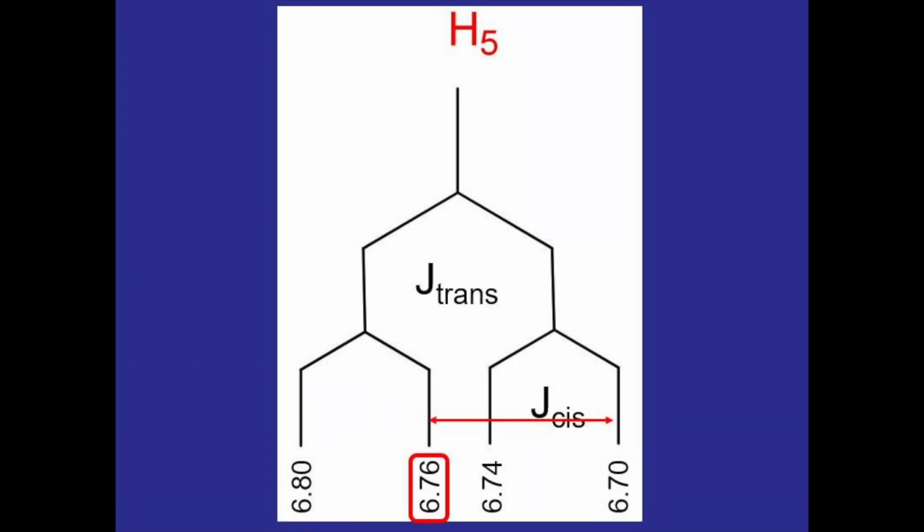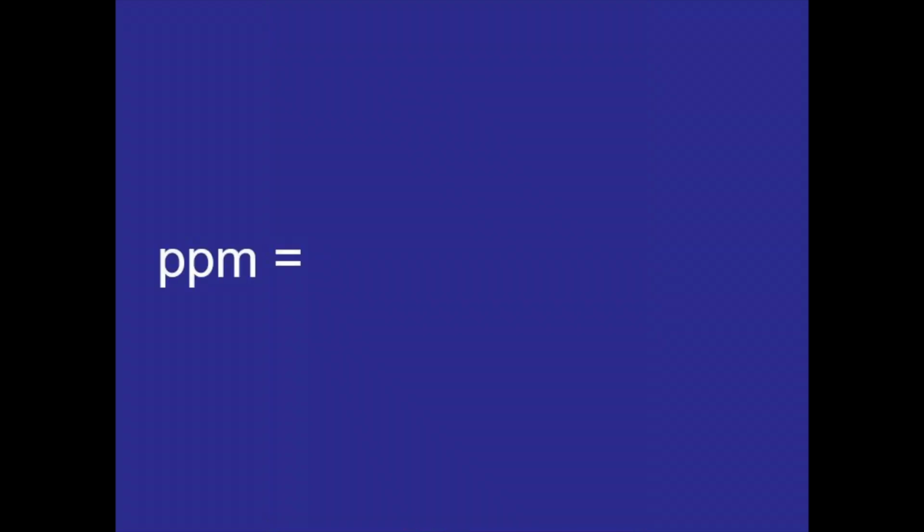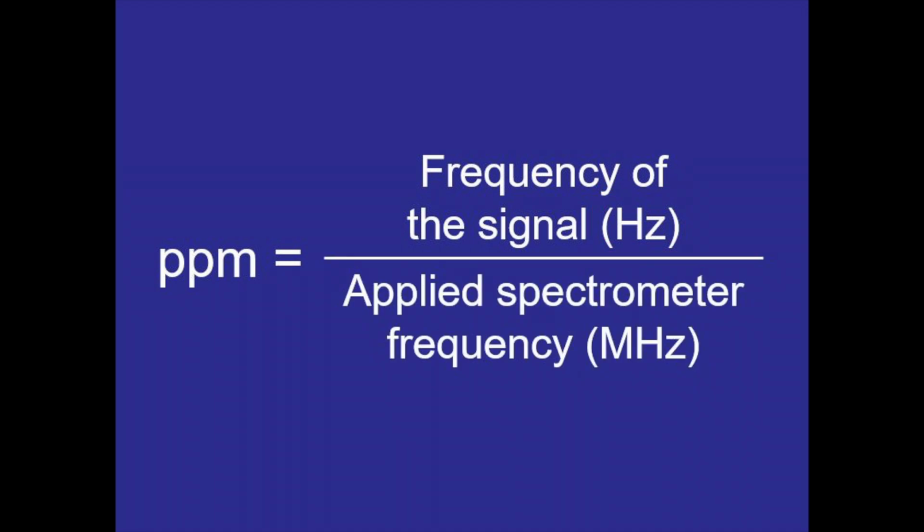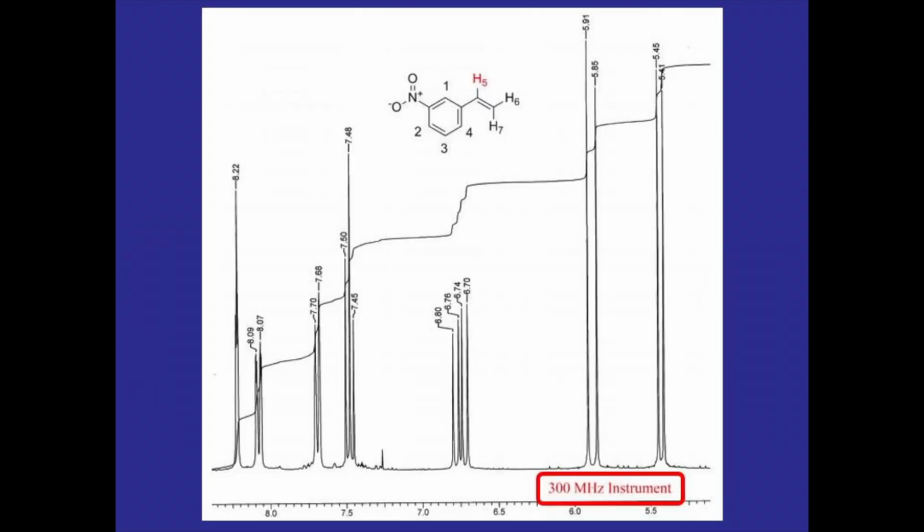Now, we'll want these coupling constants in the standard unit of Hertz, but currently everything on the HNMR has been converted to ppm. This is done by taking the frequency of the signal in hertz and dividing it by the applied spectrometer frequency in megahertz, therefore parts per million, because megahertz are 1 million times the magnitude of hertz. So if I wanted to get this signal back to hertz, I could just take the ppm value given and multiply it by the spectrometer frequency, which in this example would be 300 megahertz.